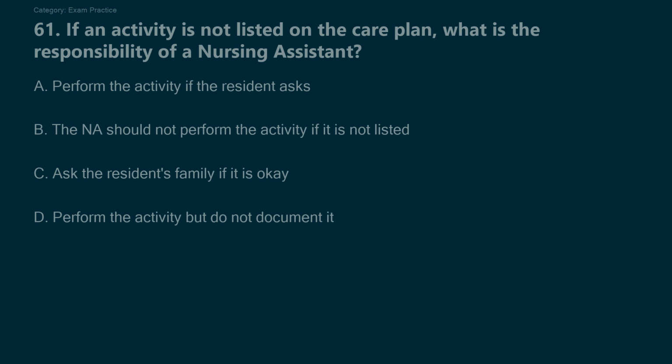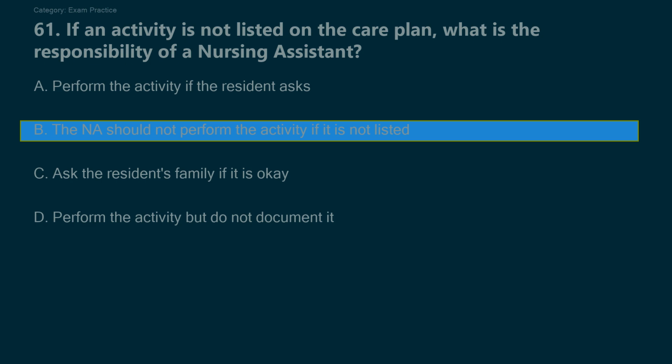Question 61. If an activity is not listed on the care plan, what is the responsibility of a nursing assistant? Option A, perform the activity if the resident asks. Option B, the NA should not perform the activity if it is not listed. Option C, ask the resident's family if it's okay. Option D, perform the activity but do not document it. The correct answer is option B, the NA should not perform the activity if it is not listed.